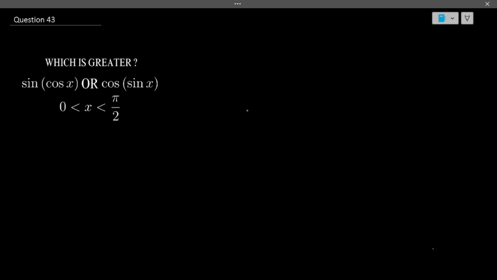Today we are going to solve this question: which is greater, sine of cos x or cos of sin x, when 0 is less than x less than pi by 2. This is an interesting question and you all must attempt it before watching the solution. So let's start it.